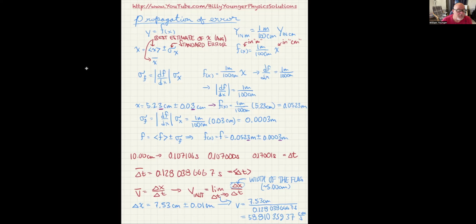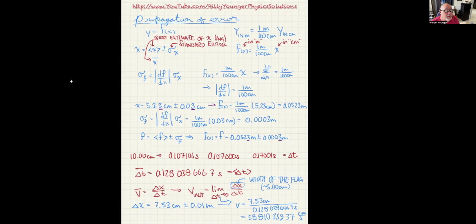So what I'm going to do is type in the numbers. The numbers are 0.107106. The next one is 0.107000. And then the next number is 0.17, assuming I copied it right, 0.17001. Each of those is in seconds.